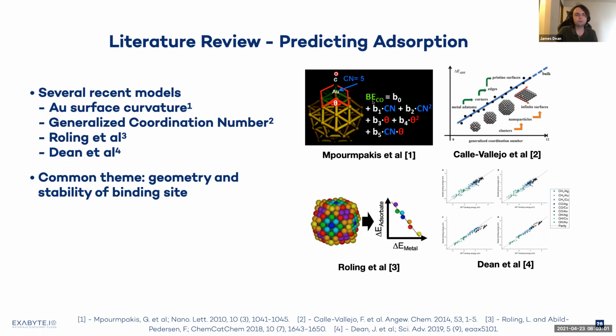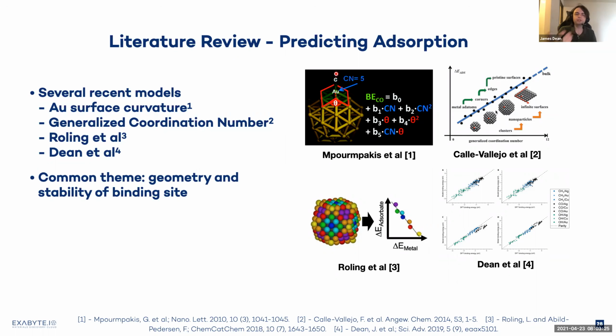So in 2010, the surface curvature model came out. This is for nanoparticles, and it connects the adsorption energy of adsorbates to the actual geometry of the binding site on nanoparticles. Specifically, the curvature of the surface and the coordination number of the binding site. Related to this is the generalized coordination number.